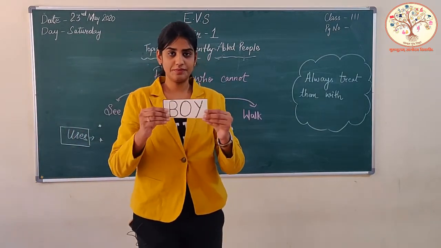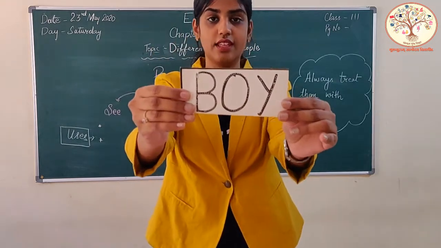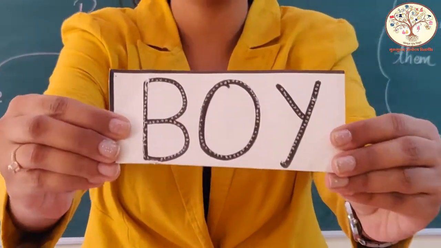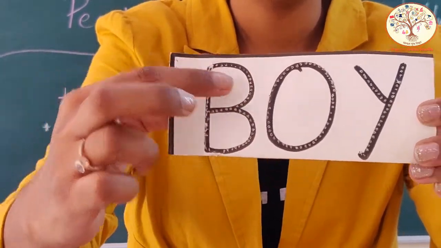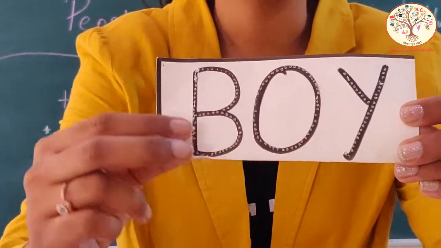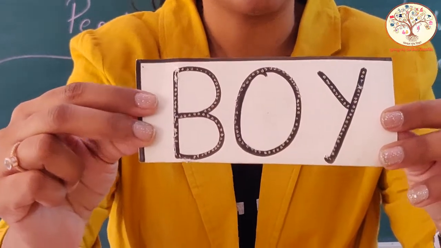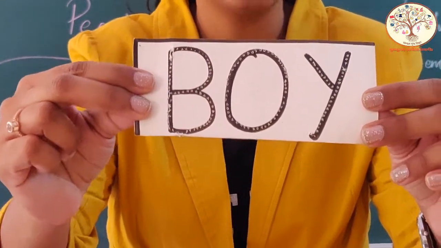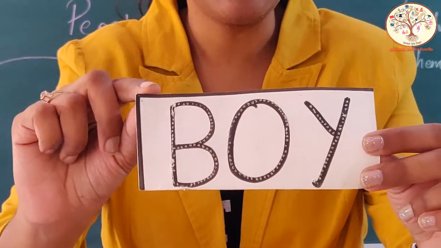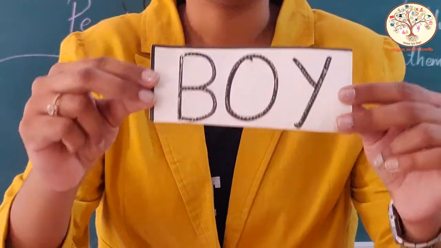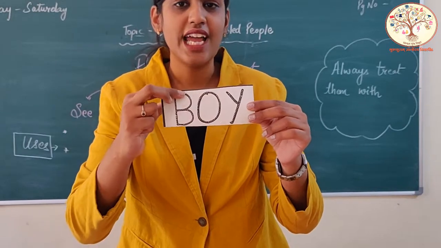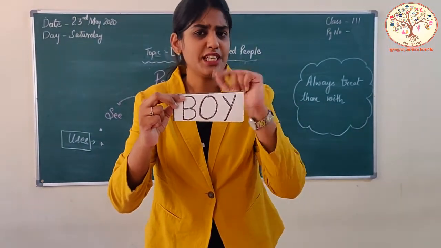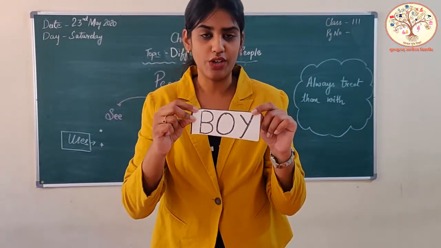Can you see this? Can you see the dots over here? This is known as Braille Script. What do we call it? Braille Script. It is used for the people who cannot see. They can feel the raised dots over here and understand the letters. Let me show you how they work.